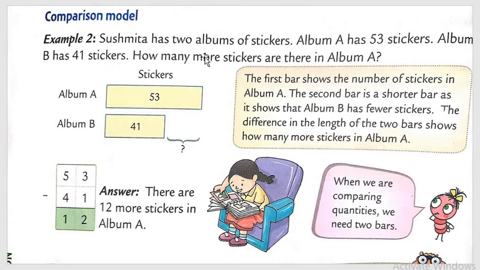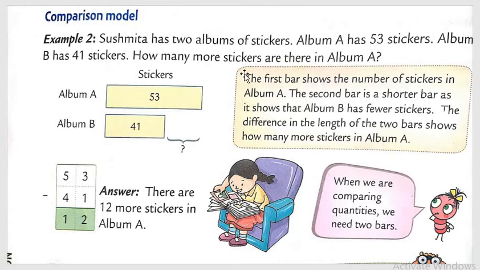Example number 2. Susmita has 2 albums of stickers. When we are comparing the quantities, we need 2 bars. First of all, read the instructions. When we are comparing quantities, means number of stickers. How many albums does she have? She has 2 albums. When we are comparing the quantities, we need 2 bars, so bar 1 and bar 2. Got my points?